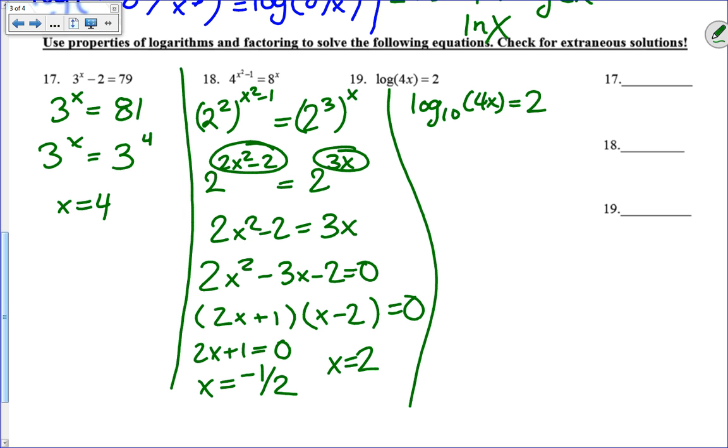It's in log form, right, Steve? So we want to take it into exponential form. So what's our base, Steve? 10, right? So it's going to be 10 to some power. What power? Follow me? Now it's equal to 4x. So what's 10 squared? 100 is equal to 4x. What's x going to be? x is equal to 25. Not bad? We're okay?